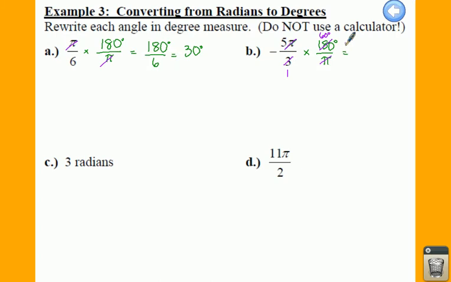So if you take a negative 5 times 60, that gives you a negative 300 degrees. Remember, we talked about negative 300 degrees. That means you go around your circle in this direction, the negative direction, so counterclockwise.